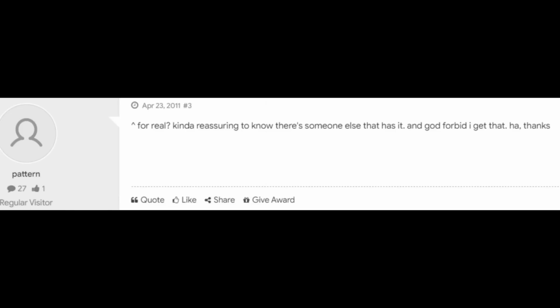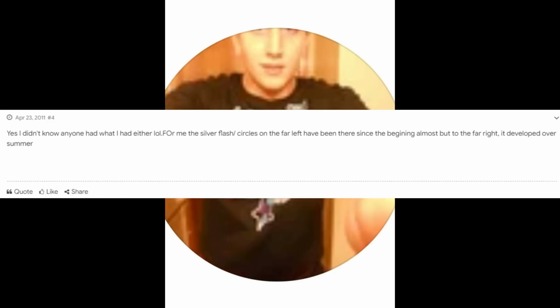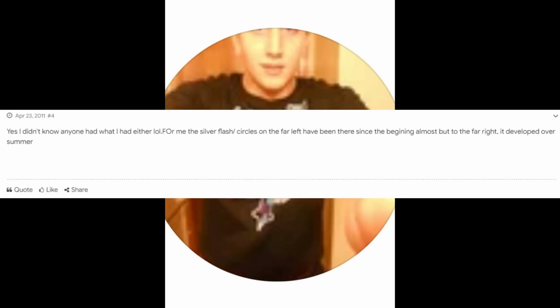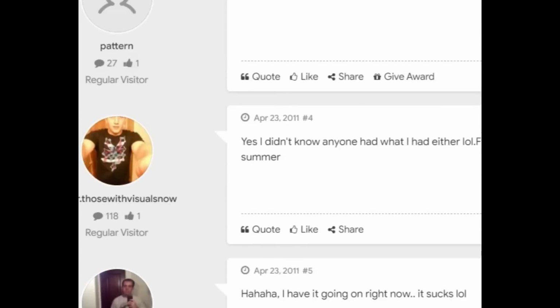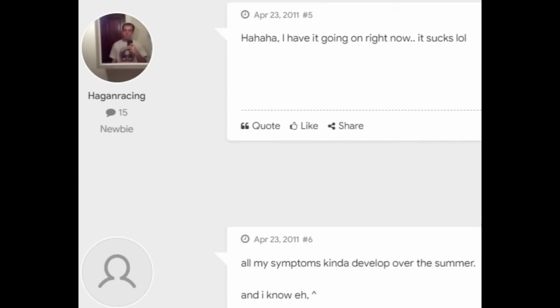Anyway, so Pattern says, for real, kind of reassuring to know there's someone else that has it. And God forbid I get that. Ha, thanks. And then Bryan says, yes, I didn't know anyone had what I had either, LOL. For me, the silver flash circles on the far left have been there since the beginning almost, but the far right developed over summer. And then Hagen Racing said, haha, I have it going on right now. It sucks. Pattern says, all my symptoms kind of develop over the summer. And I know, eh?